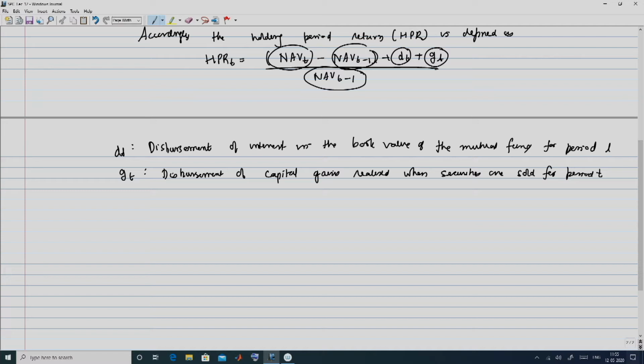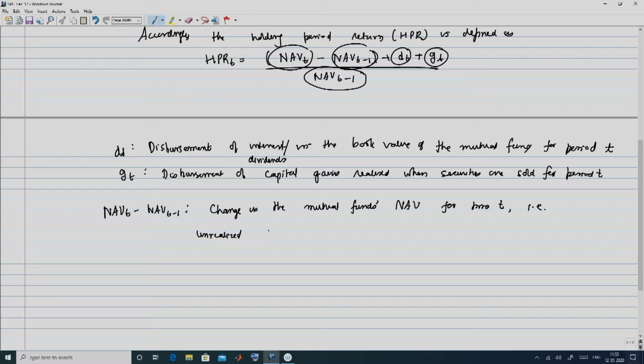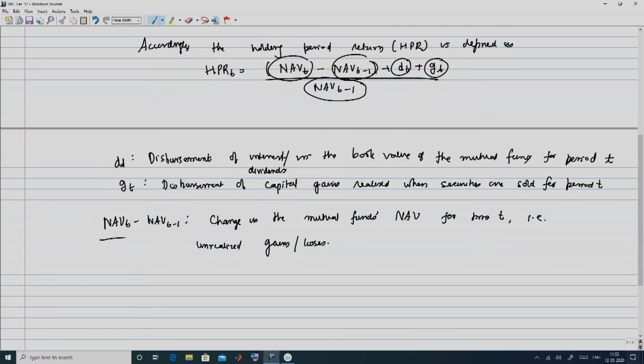So, this disbursement, this also I specify for period t, and this is not only interest, it could also mean dividends. And this NAV t minus NAV t minus 1, this is the change in the mutual fund's NAV for time t. So, this is the unrealized gains or losses. Just to go through this again, NAV t minus NAV t minus 1 is the change in the mutual fund's NAV in the intervening period t and t minus 1, and this difference of valuation comes as a result of the assets that were held at time t minus 1 and are still being held at time t.